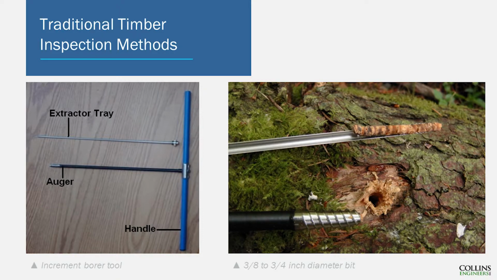Sometimes the resistance can get too great to turn it. It's more destructive, 3/8 of an inch to up to 3/4 of an inch, so you need to plug the holes with treated dowel. One advantage is that you can actually use it to identify the species of the tree. But that was pretty much the state of the art for a long time.